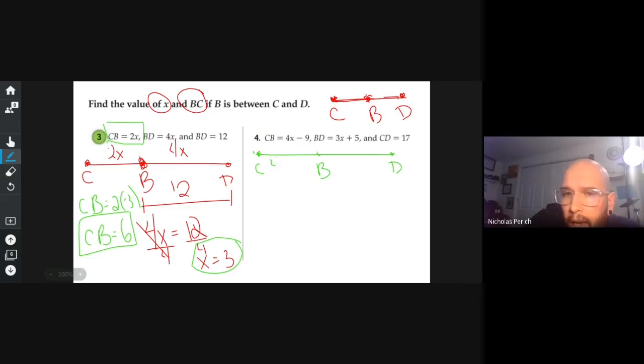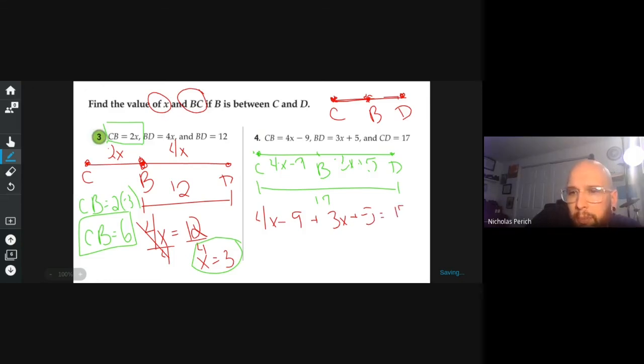CB is 4x minus 9. BD is 3x plus 5. And CD is 17. So what we have is the same exact type of problem from the video that we watched. I have this chunk plus that chunk is going to equal the whole thing. So I can say 4x minus 9 plus 3x plus 5 equals 17.